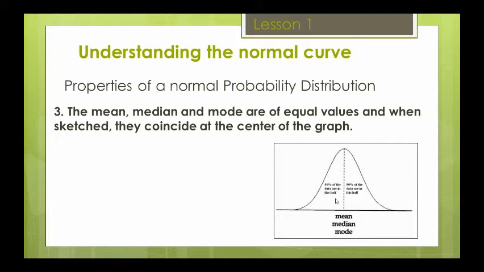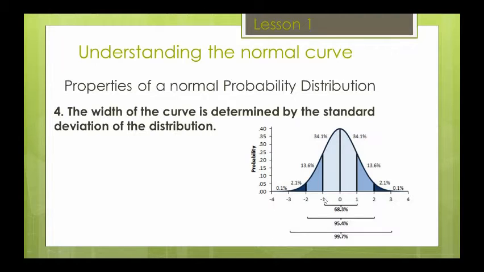Third property of a normal probability distribution: the mean, median, and mode are of equal values, and when sketched, they coincide at the center of the graph. So, nandito po makikita sa center of the graph natin yung mean, median, at saka yung mode. So, they are equal in values. Next is number 4. The width of the curve is determined by the standard deviation of the distribution.